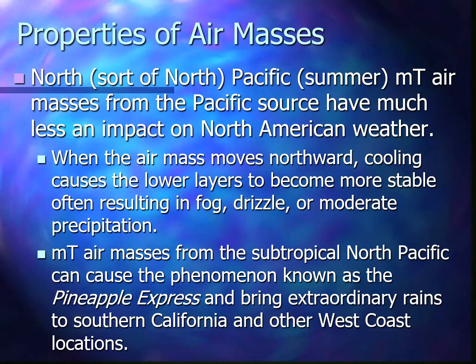How about the Southwest Pacific coast? So these maritime tropical air masses from the subtropical North Pacific, that's the best way to describe it, it's the North Pacific Basin, and it's north of the equator, can cause this phenomenon that they occasionally get in Southern California, referred to as the Pineapple Express. And it can bring extraordinary rains to Southern California and other West Coast locations, places that are not used to getting a tremendous amount of rain.